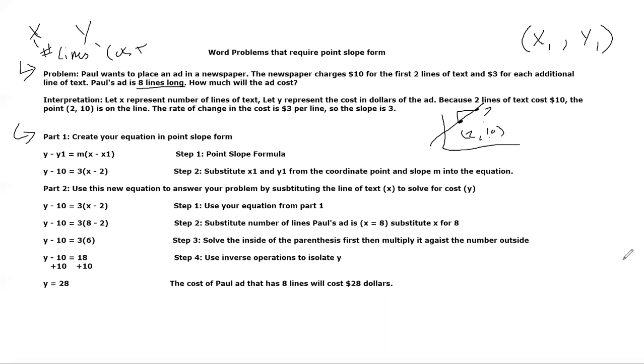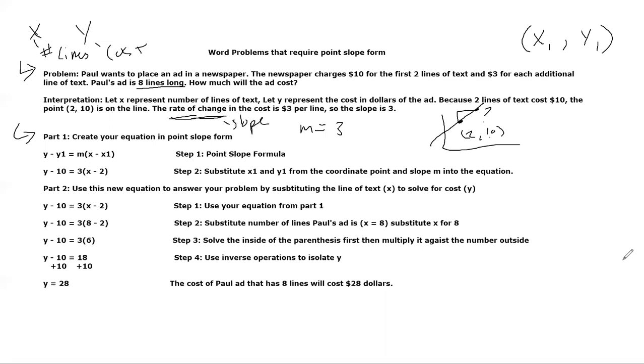All right, part one, create your equation using point slope form: y minus y1 is equal to m parentheses x minus x1. Point slope formula. Cool. We always start with our formula. Now we need to create our equation. So all we need to do is put in the information that we know. We have our slope, and because they're charging $3 for every additional line, our slope is going to be 3. That's the key here, is change. Whenever you see rate of change, chances are they're talking about slope. That's the key word.